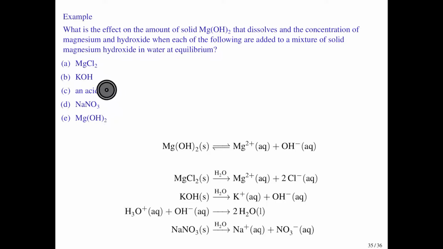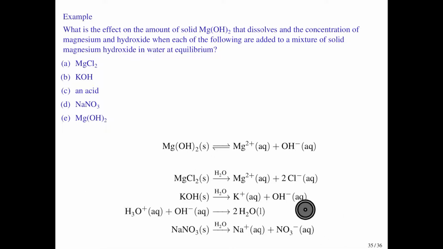Conversely, what would happen if you added an acid? Well, that's equivalent to adding hydronium to the system. The hydronium will react with the hydroxide, consuming it, so you'll be decreasing the concentration of the hydroxide in the solution, and that is going to tilt this reaction to the right. So adding an acid would make this magnesium hydroxide more soluble.